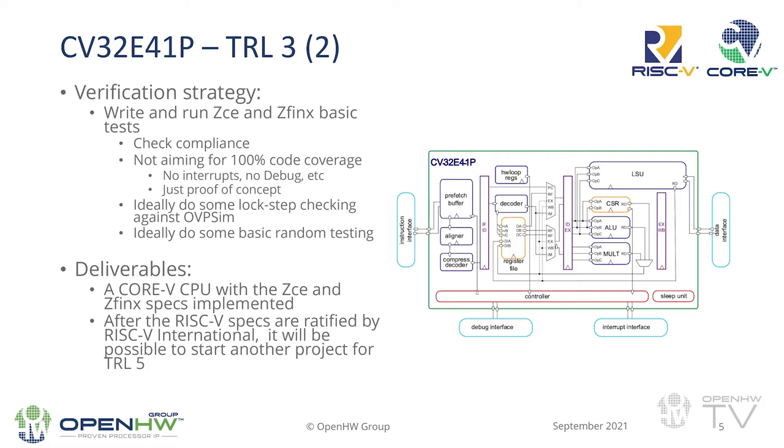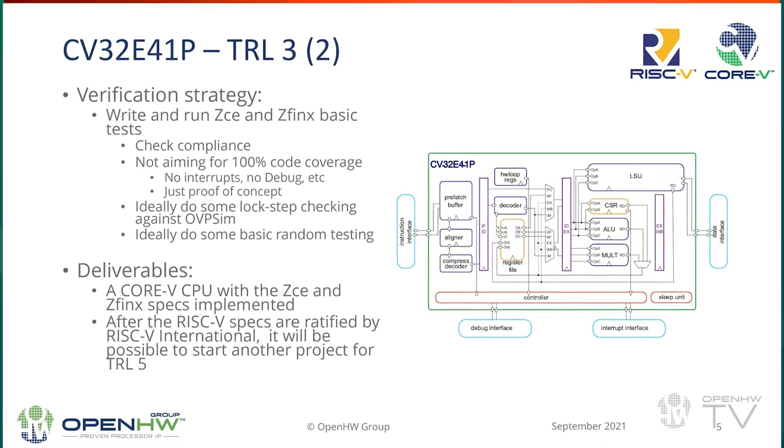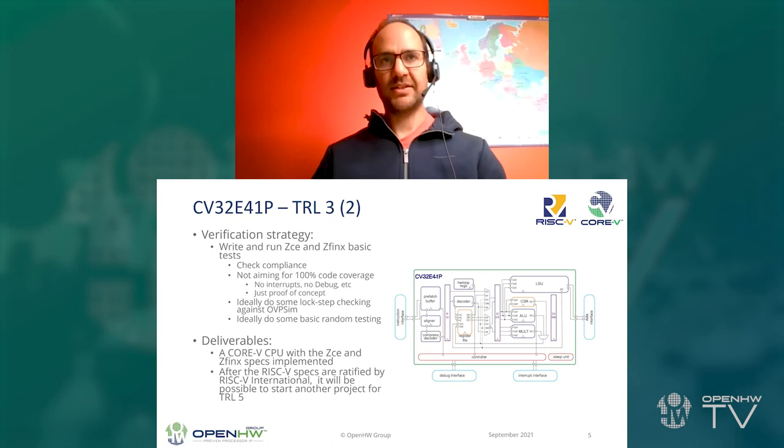So what are the deliverables for the E41P? Well, we're going to deliver a CORE-V CPU with both of these extensions implemented. And after these extensions have been ratified by RISC-V International, then it's possible there'll be another follow-on project to verify them to TRL5, which is the fully verified production-worthy quality level.